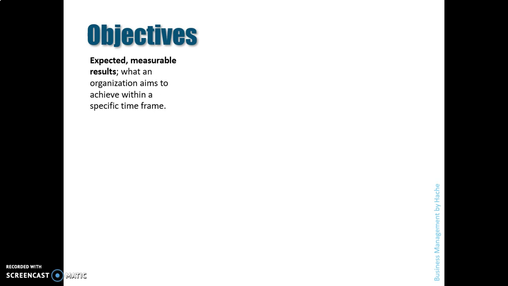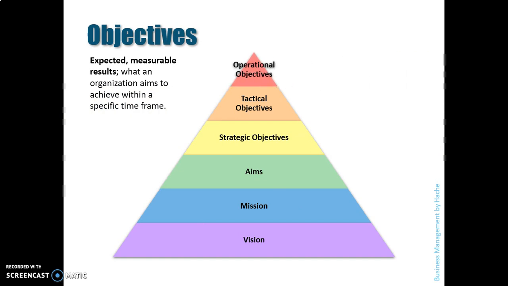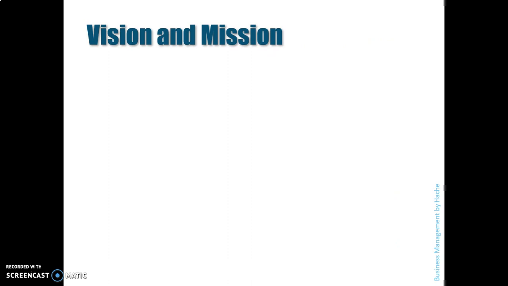In general, all the objectives within the business can be organized this way, beginning with the biggest, the more general ones, up to the smallest, the more specific ones in a business. We have the vision, the mission, the aims, the strategic objectives, the tactical objectives, and finally the operational objectives. We're going to dedicate a few minutes discussing and explaining each of these in the following slides. Let's start with vision and mission.